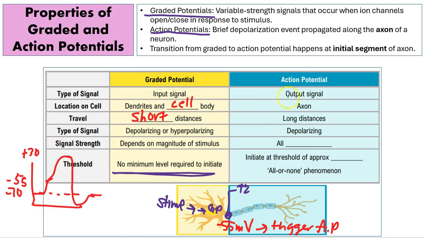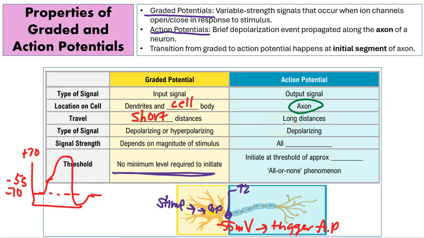Action potentials are output signals. Okay, they're going to be transmitting those electrical messages down the axon length into the axon terminal. The location is only the axon. They're not a part of the cell body. They're not a part of dendrites, only the axon. They have the ability to travel long distances. Yes, some of them can be short, but also some of them can be long, like we talked about.